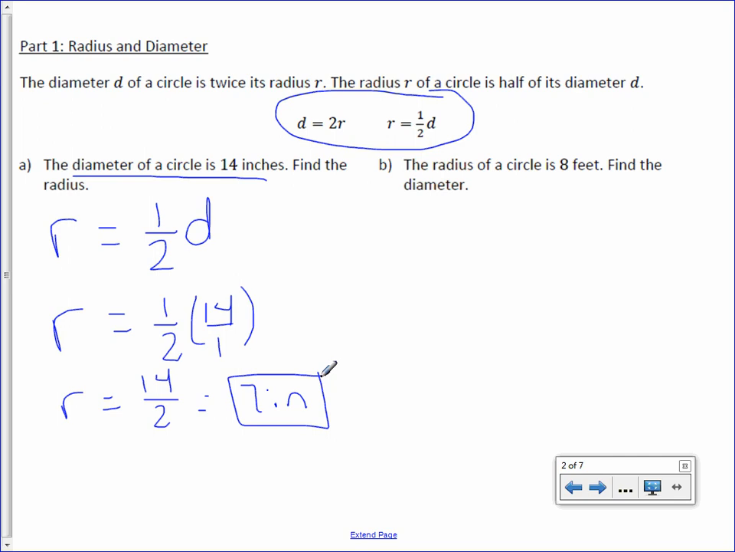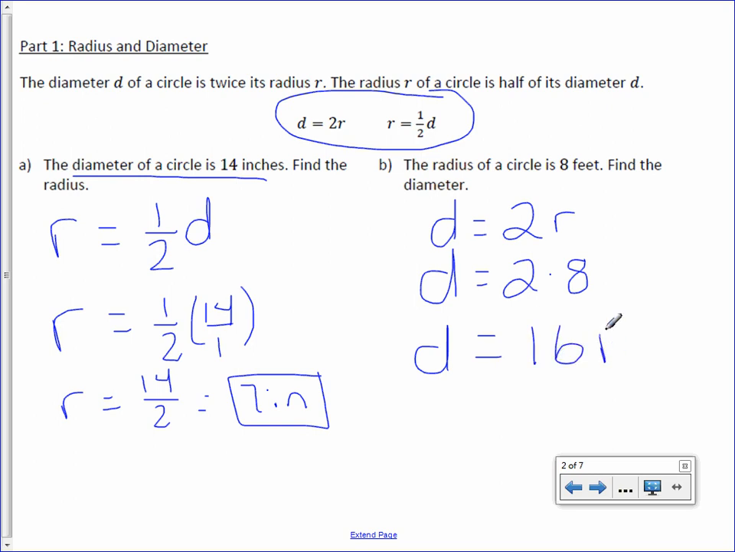Letter B. This time we're given the radius, which is 8 feet. Find the diameter. Since we're given the radius, we can use diameter equals 2 times r. The radius is 8 feet, so we plug in 8 for r. So diameter equals 2 times 8, which is 16. And feet is the unit. So when you're given the radius, all you have to do is multiply it by 2, or double it.